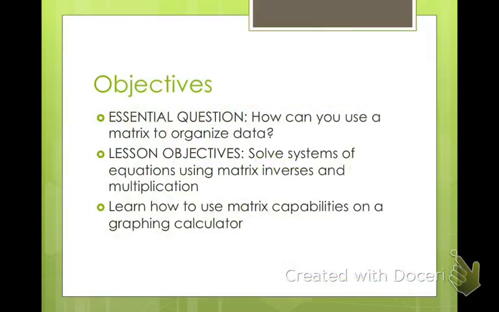So our essential question is, how can you use a matrix to organize data? And our objectives are to solve systems of equations using matrix inverses and multiplication, and learn how to use matrix capabilities on a graphing calculator. So I've showed you some of that, but we'll do a little bit more and we'll discuss some more in class too.